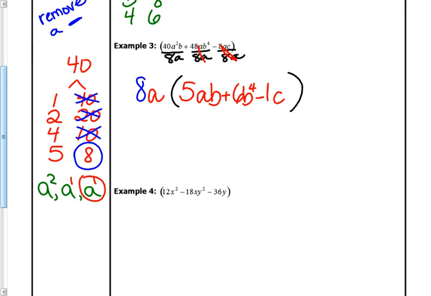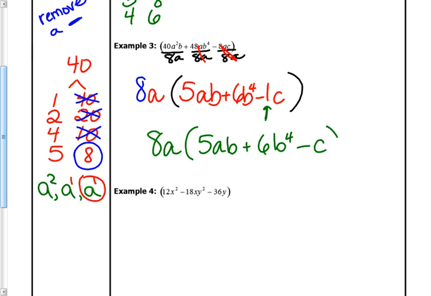Now, typically, we don't see this 1 right here. That's like an invisible 1 when we see it as a multiple choice or whatnot. So I can also write my final answer as 8a parentheses 5ab plus 6b to the fourth minus c. Because whenever there's a 1 in front, typically that's invisible.